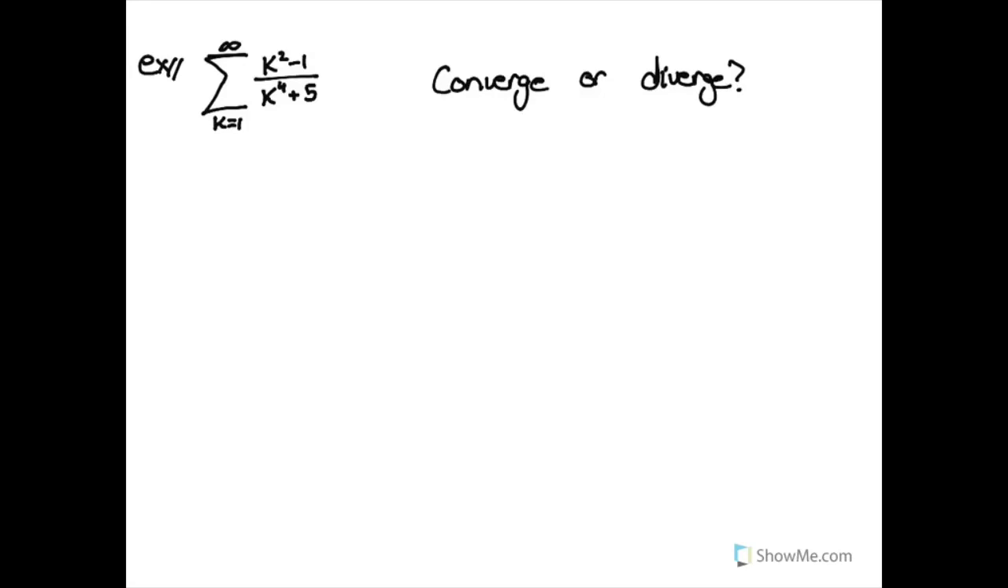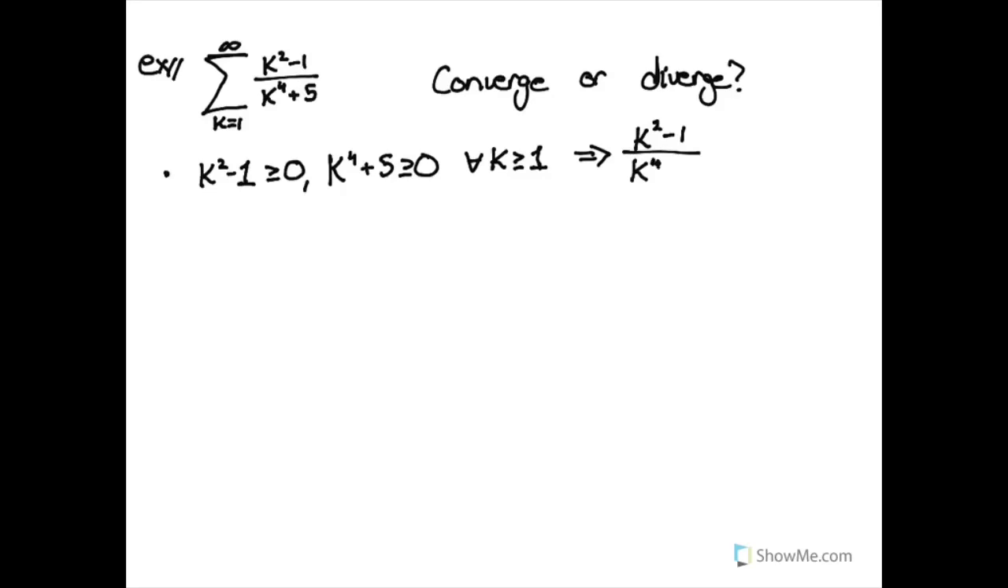So just like the last example, first we've got to see if this is a positive series, and if we can actually apply the comparison test. So again, the numerator k squared minus 1 is greater than or equal to 0 for k greater than or equal to 1, and so is the denominator, k to the 4 plus 5, greater than or equal to 0 for all k greater than or equal to 1. Which implies that the fraction k squared minus 1 over k to the 4 plus 5 is greater than or equal to 0. Right, so again, it's a positive series.